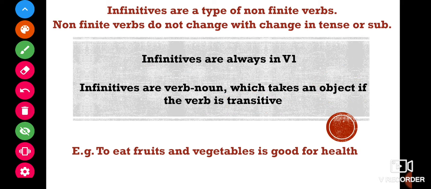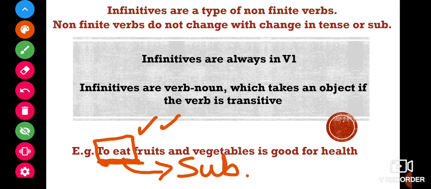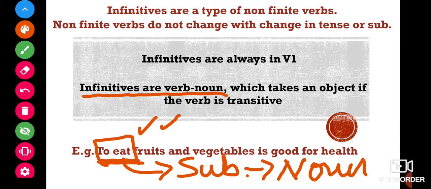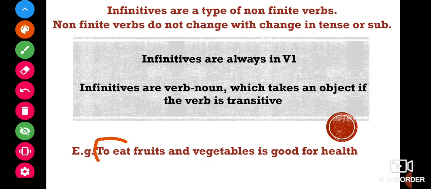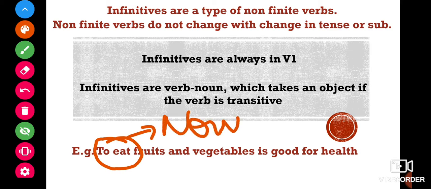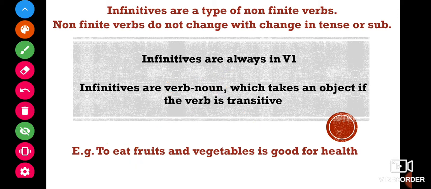Let us see with the help of an example. To eat fruits and vegetables is good for health. Now, in this sentence, the sentence starts with to eat. Here, to eat is an infinitive verb, but here it acts as a subject. So, this is clear that infinitives are verb nouns. Now subjects are nouns. So here to eat is an infinitive which is acting as a noun. So infinitives are verb nouns, that means verbs acting as nouns which take an object.